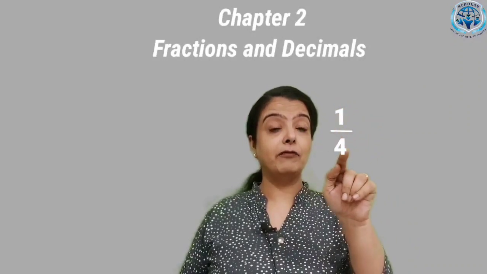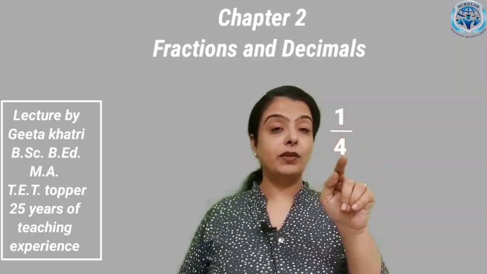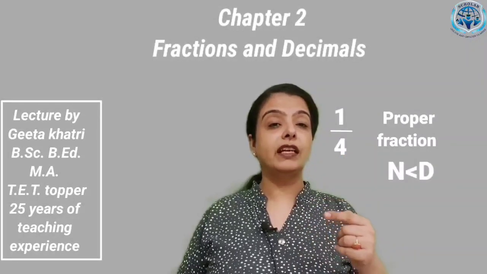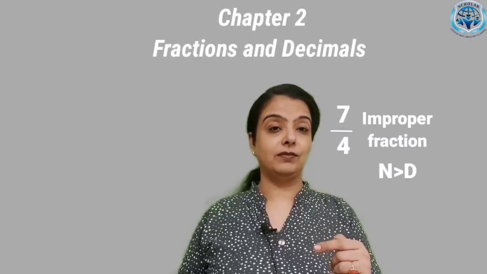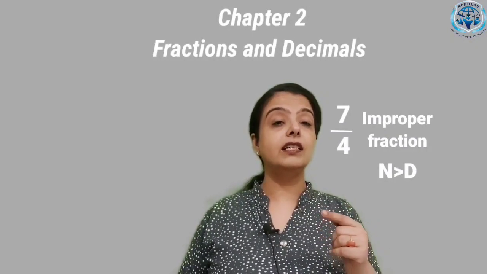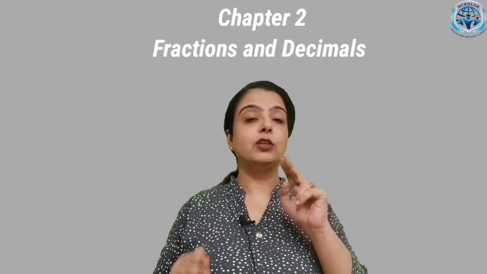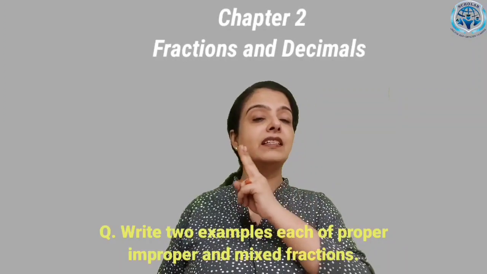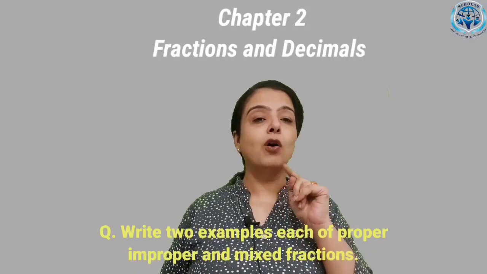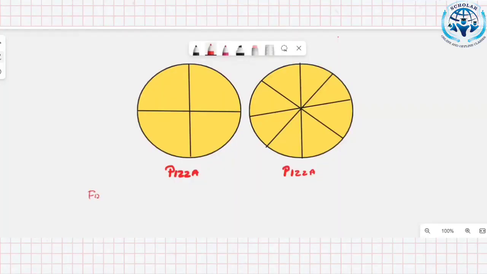You can see in 1 by 4, the numerator is less, the denominator is more. In an improper fraction, the numerator is greater than the denominator. In 7 by 4, the numerator is greater and the denominator is smaller. You have to write 2 examples each of proper, improper and mixed fraction. This is your homework.